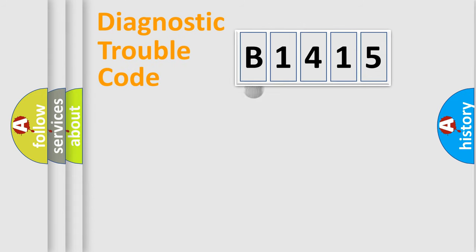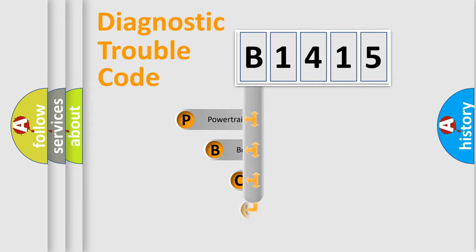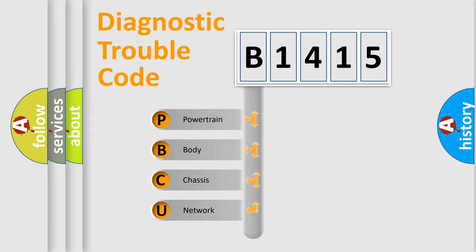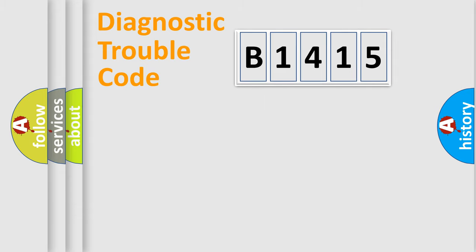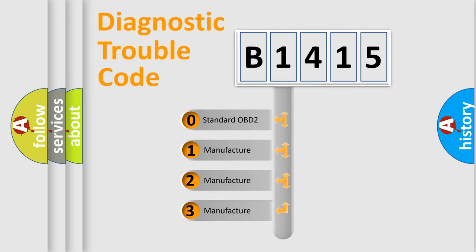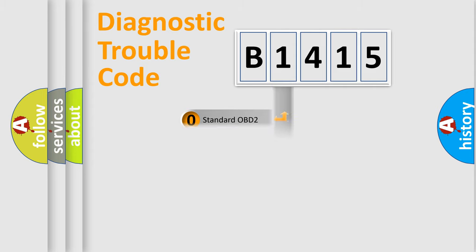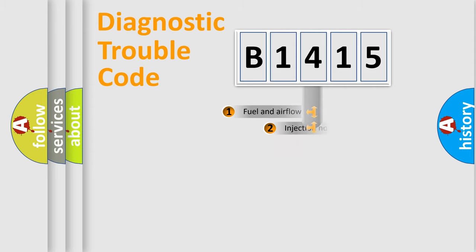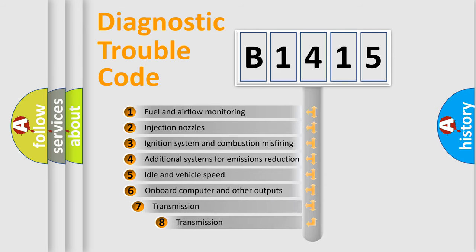Let's do this. First, let's look at the history of diagnostic fault code composition according to the OBD2 protocol, which is unified for all automakers since 2000. We divide the electric system of an automobile into four basic units: powertrain, body, chassis, network. This distribution is defined in the first character of the code. If the second character is zero, it is a standardized error. In the case of numbers 1, 2, 3, it is a more specific, car-specific error.